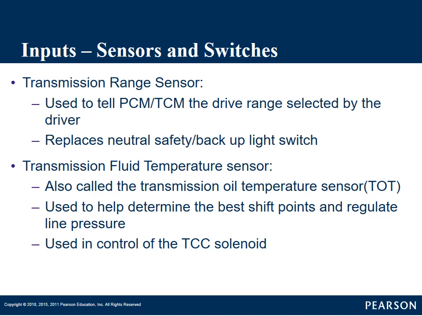Aftermarket setups, you can screw in an aftermarket temperature sender like in a line pressure port and put a separate gauge on. If you're getting into towing with a vehicle and you don't have a temperature gauge for your transmission, a lot of times it's good to put a transmission temperature sensor and a gauge on so you can monitor it. But the factory transmission sensor is used for shift points and also to help control line pressure and the torque converter clutch solenoid.